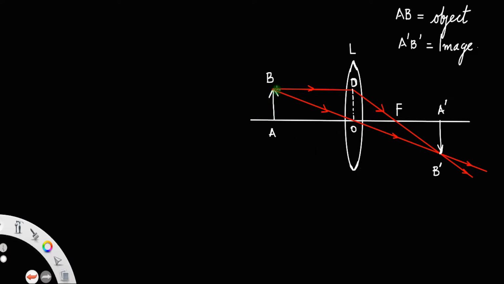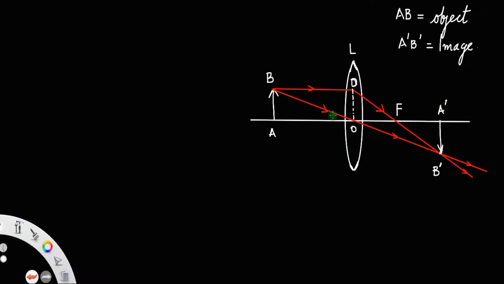Let's see, this line BD represents a ray from the object. It is passing parallel to the principal axis, and after refraction on the lens, it will pass through the focus like this. And another ray from the point B itself passes through the optic center undeviated. Any ray through the optic center of the lens passes undeviated. So these two rays meet at the point B dash, and there we get an image. Let A dash B dash be that image.